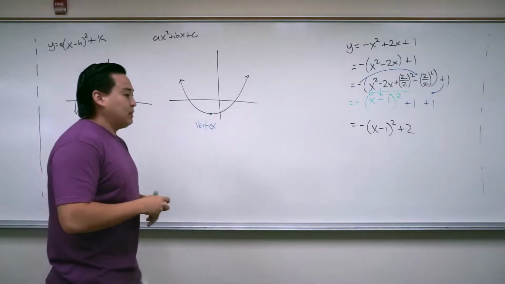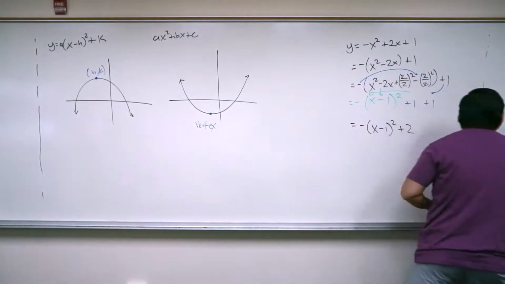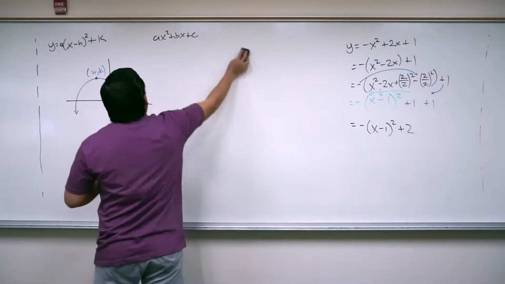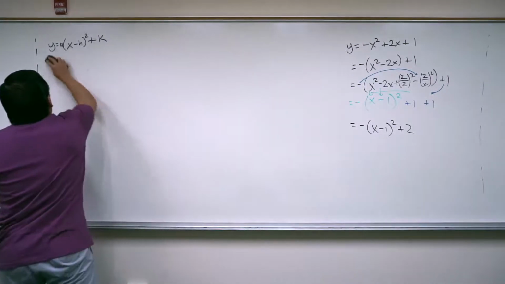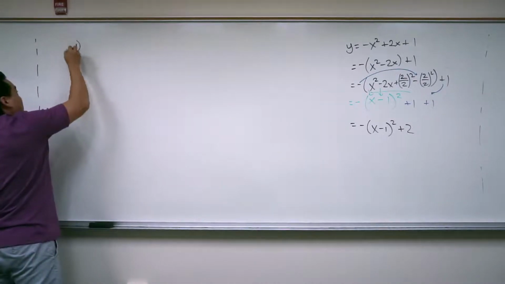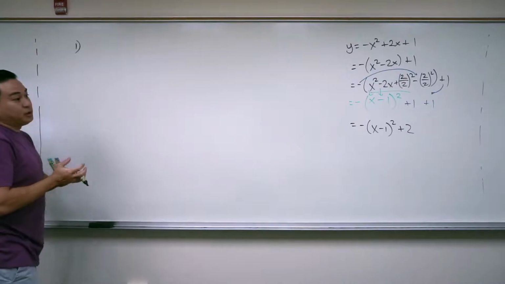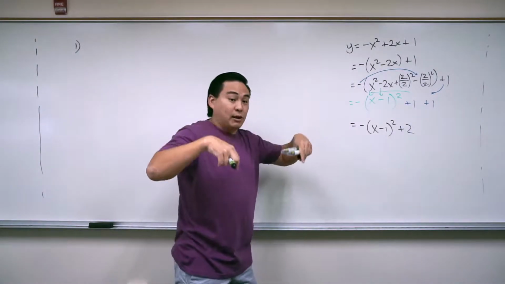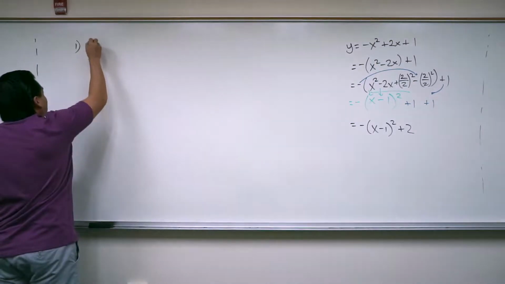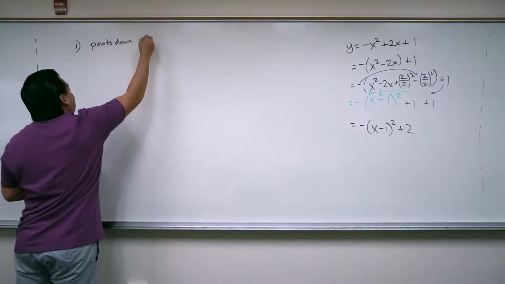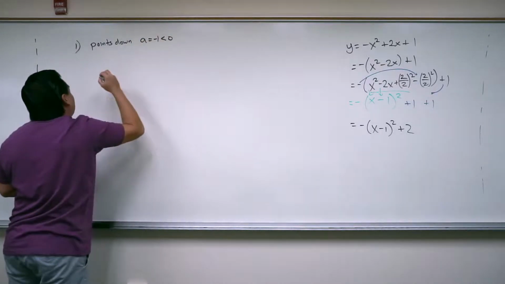So there are a couple of things that we want to find when we're going through these, because we're trying to graph them. So first, does it point up or down? If you look at this, the a value is negative, so it points down. So it points down, a equals negative 1, which is less than 0.